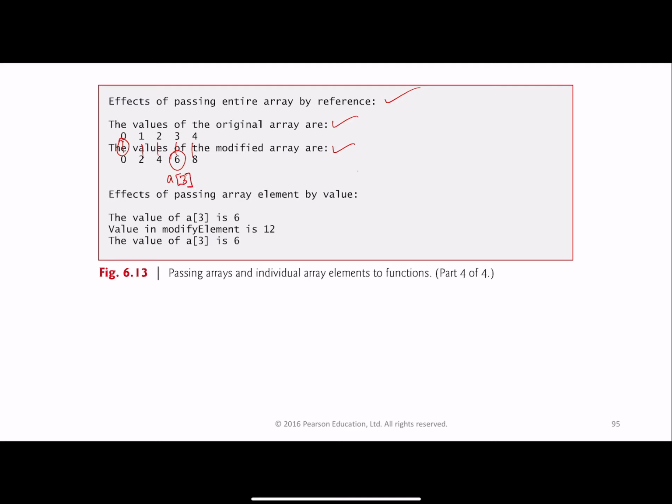Then with A3 equal to 6, we proceed. We print out the value of A3, which is 6. We call the modify element function, which doubles it. 6 becomes 12. So the value of E goes from 6 to 12. We return from modify element and print out A3 in the main function again. And you can see that the value is still 6 because A3 was passed by value. Changes made to the received element inside the modify element function are not seen after we return from that function.